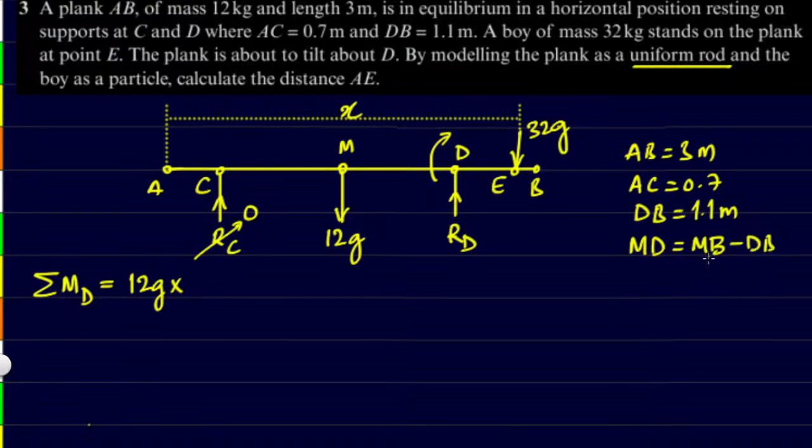Yes. DB length is given, MB length is half. Half means 1.5 minus DB 1.1, so 0.4. So 0.4 we have to take here, and it will be rotating anti-clockwise, so plus. Then the boy is weighing 32g. The distance is DE. How to find DE? AD distance is not known. D to E distance. DB distance is known.